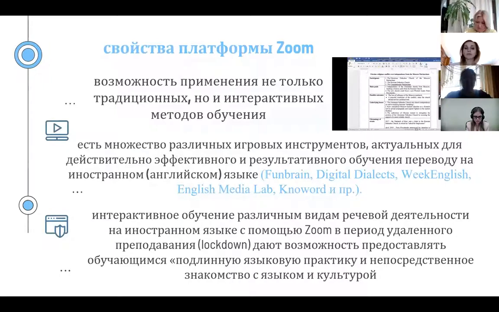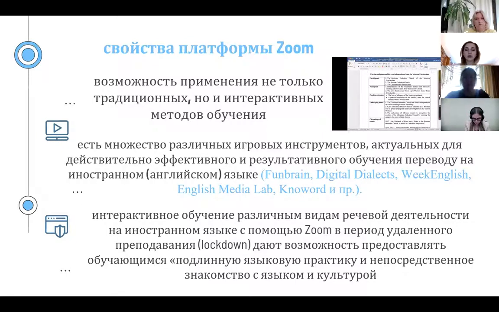For instance, we can use different approaches. A professor can use different models with films, with subtitles adapted for students, audio recordings, presentations, or projects, different materials. The use of the approaches mentioned helps to develop all the translation competences of students.